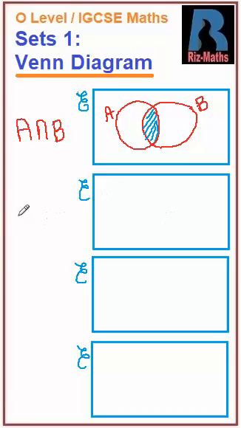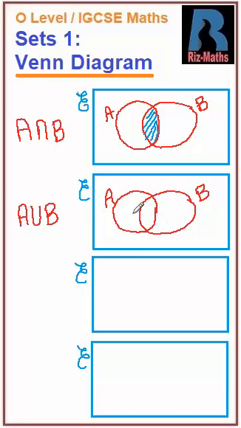Similarly, if we are to show A union B, means the combination of the two sets A and B. So again we take the example of overlapping sets. So A union B will be the two sets A and B, including the common region, both sets A and B. This will be A union B.